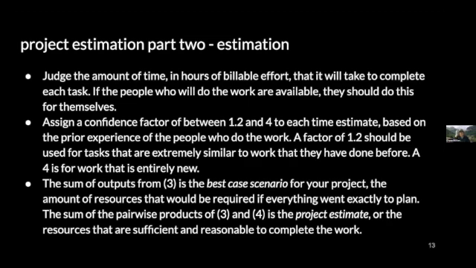So for each one of those estimates, just cover that column, ignore it, and then go down the tasks and subtasks again, and for each one, assign what I call a confidence interval or a confidence scale factor to each task and subtask based upon primarily your previous experience doing similar work. So the scale factors I suggest are 1.2, 2, 3, and 4.